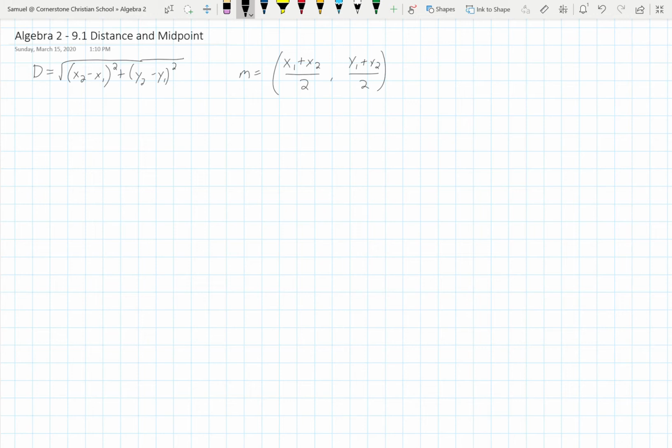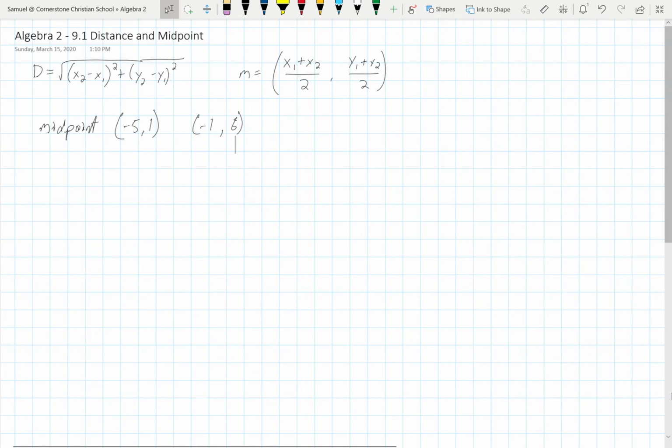So what we're going to do is first just practice finding a midpoint. So let's say the midpoint between the following 2 points, -5, 1 and -1, 6. You can always graph these to find the midpoint. It's not the easiest way. The algebraic way is going to be the easiest.